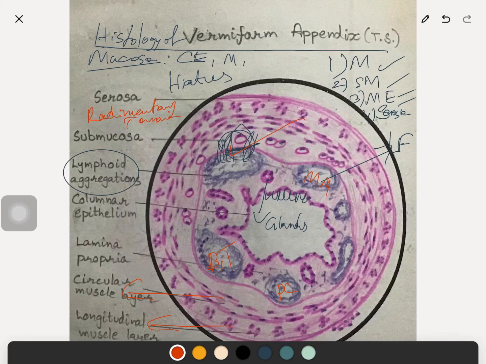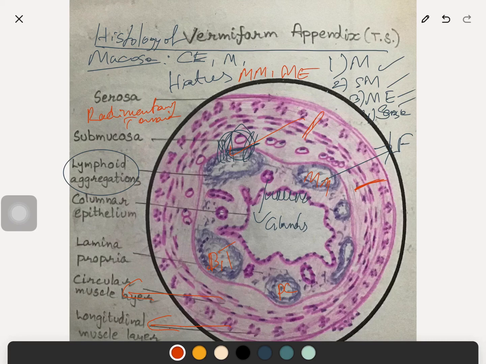Both layers are deficient at some places, so that will be called hiatus muscularis externa. So there is hiatus muscularis mucosae and hiatus muscularis externa. Because of this hiatus muscularis mucosae and muscularis externa, infections of the appendix may be common. So now we will move on to the serosa.